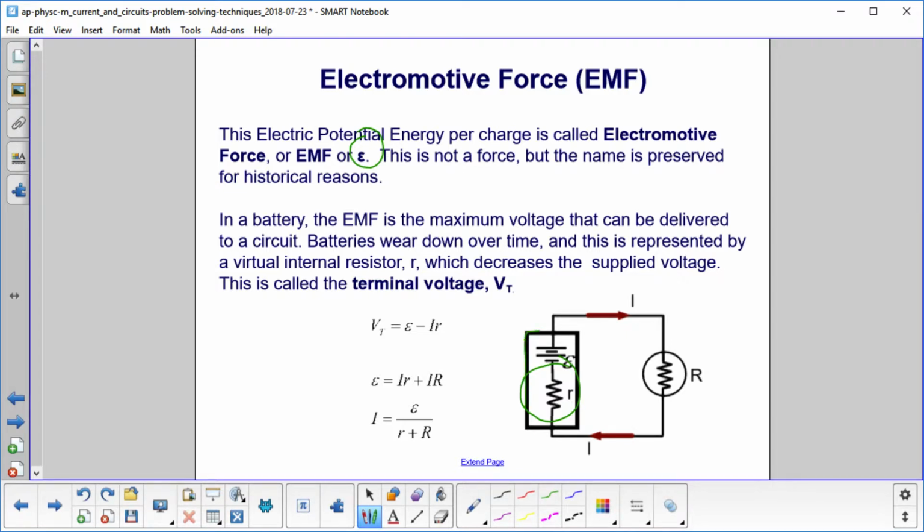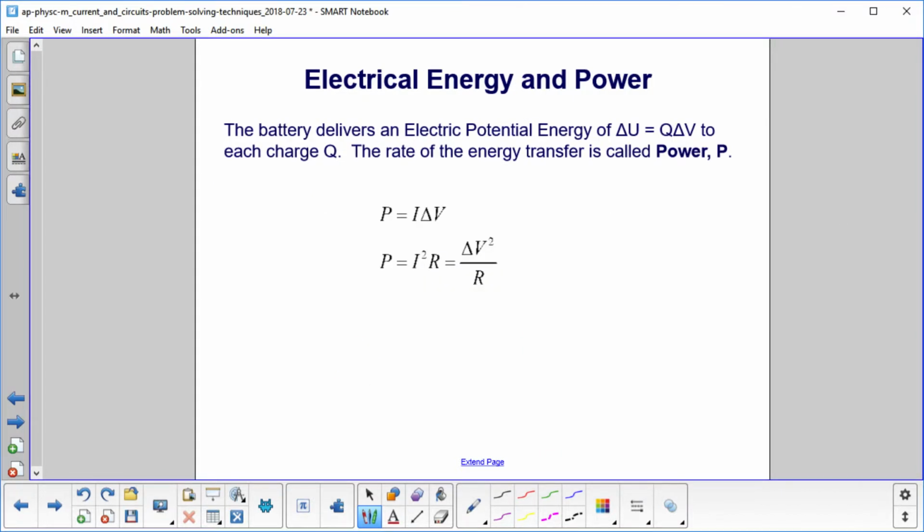And this black box here represents the battery. If you measure the voltage between here and here, that's terminal voltage. So the terminal voltage is your EMF minus the current through the battery times the internal resistance, and you can express it in a couple different fashions here. You treat that internal resistor, for the sake of our circuit analysis, as if it were a real resistor. The battery will deliver an electric potential energy of Q delta V to each charge Q.